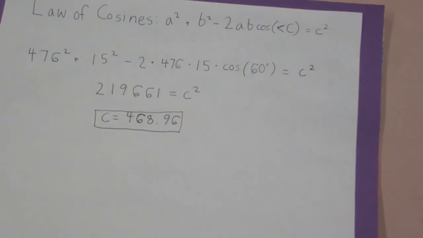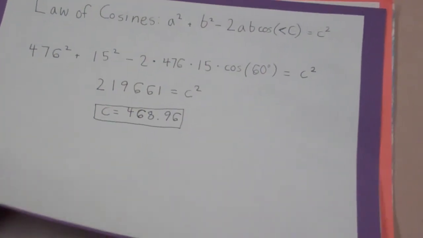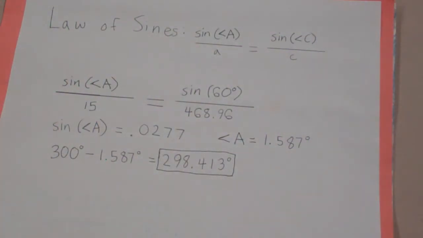Exactly. Now that we have c, we can use the law of sines to find the angle of difference between the course and the heading. The law of sines says that sine of angle A divided by a equals sine of angle C divided by c. When you cross multiply using our numbers, we get that sine of angle A equals 0.0277. When we solve for angle A, we get 1.587 degrees.